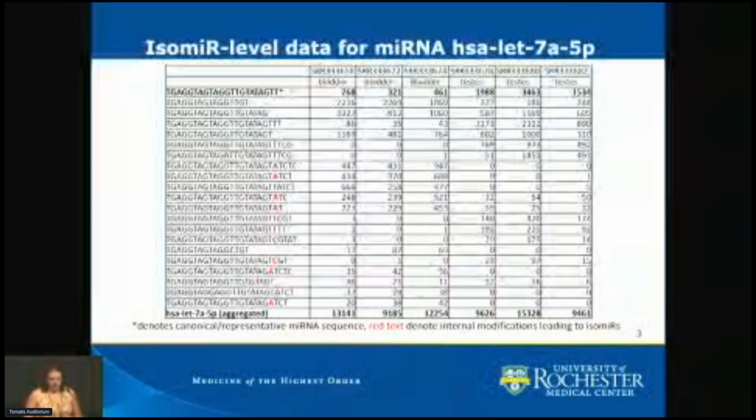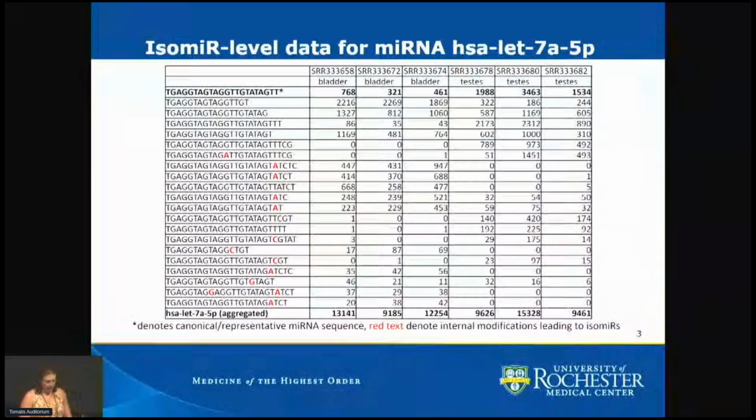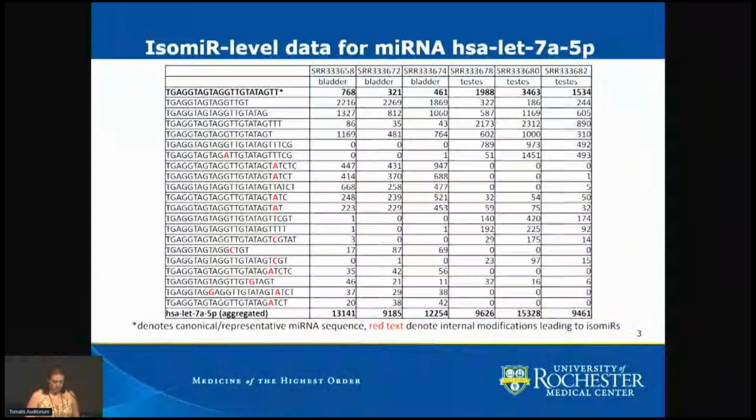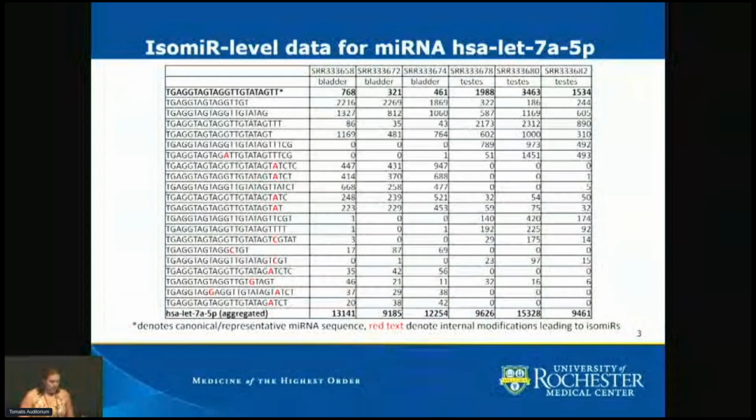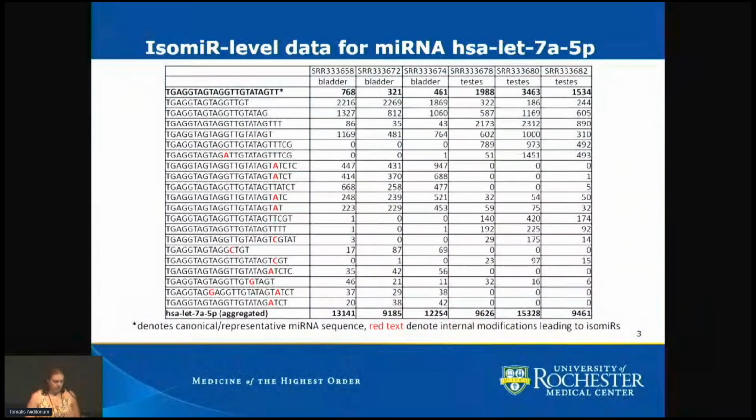This is for a specific microRNA, LET7A5P. The columns here are samples representing two tissue types. The first three are from bladder samples. The fourth, fifth, and sixth are from testes. The rows here are the different isomiRs that map to LET7A5P. The first one is the canonical sequence, what you would find in the microRNA databases. The rest of the rows are different isomiRs; length variants or internal modifications are shown in red. The bottom row here is the aggregated microRNA level count.